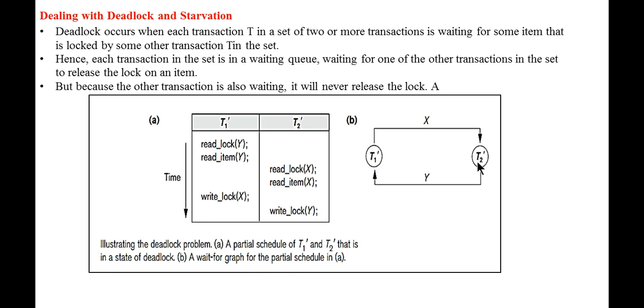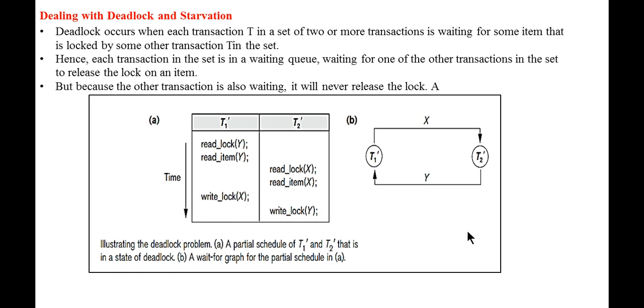Now T2 prime is looking for Y, T1 prime is looking for X. So T1 prime is waiting for T2 prime, T2 prime is waiting for T1 prime. It's a circular wait. No transaction can proceed its execution. This situation is called a deadlock. Either of the transactions needs to be aborted, then only they can proceed.